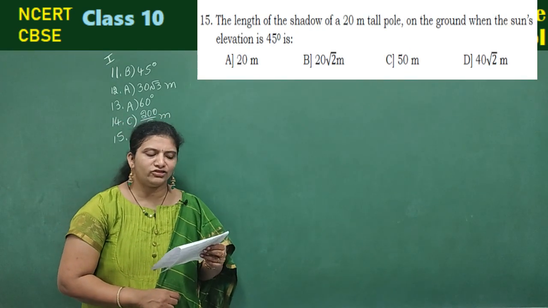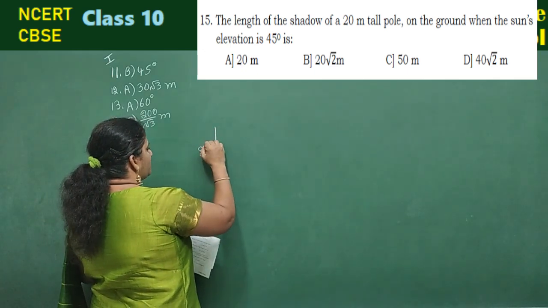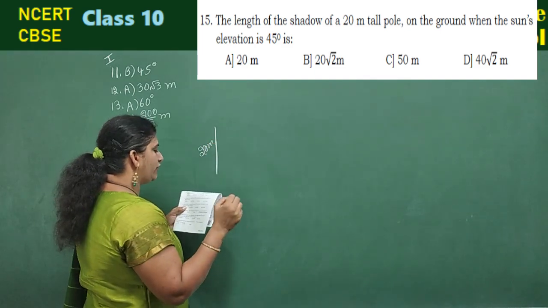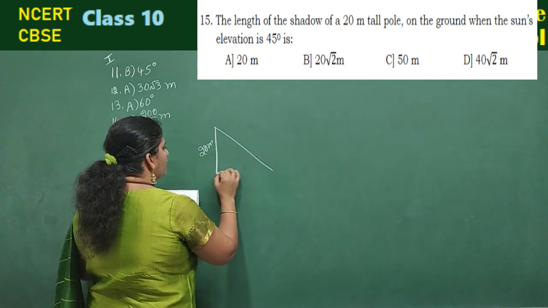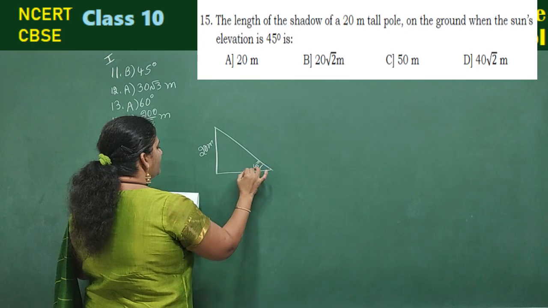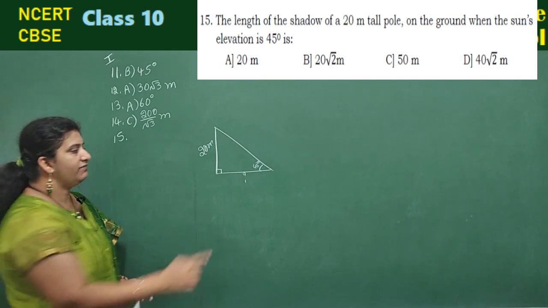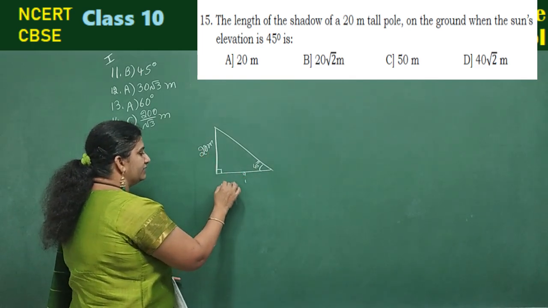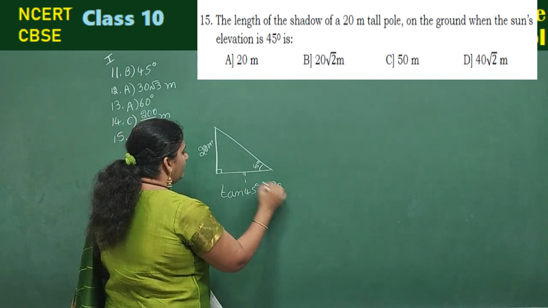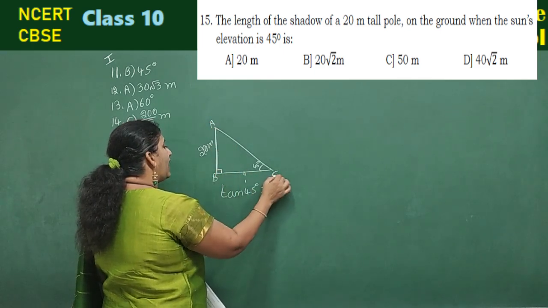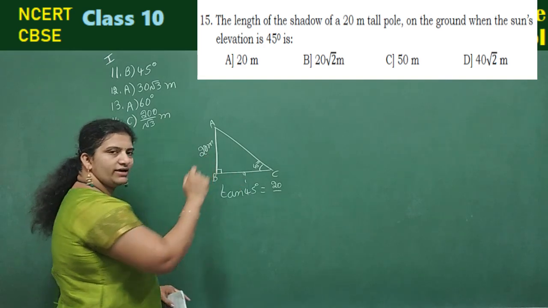15th question. The length of the shadow of a 20-meter tall pole on the ground when the sun's elevation is 45 degree. Pole length is 20 meter. What is the shadow of the pole is your question. Pole is at a right angle here. Now, again we are talking about opposite and adjacent. Tan 45 degree is equal to opposite by adjacent. See here, when you have the angle 45 degree, no need of writing anything. What you have as opposite, same you can say adjacent.